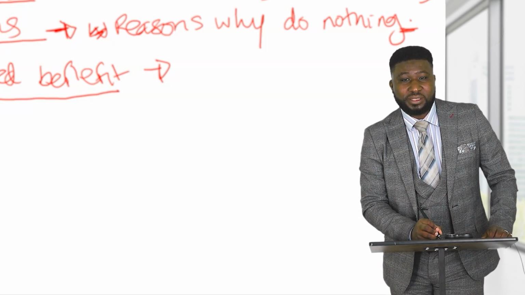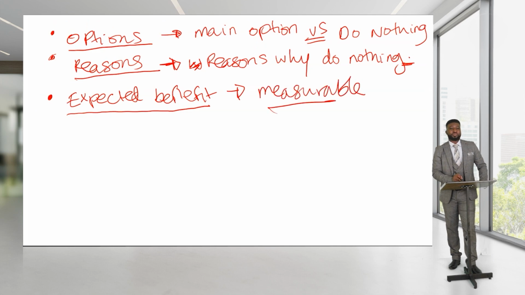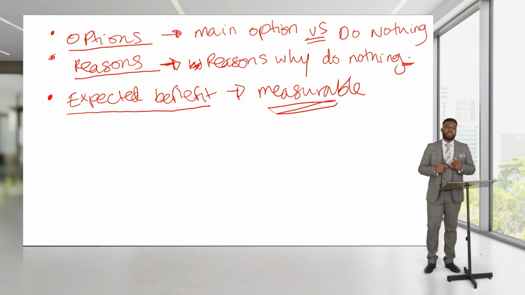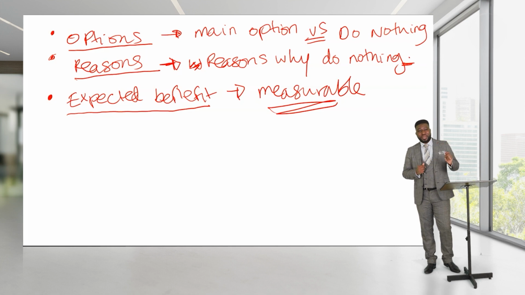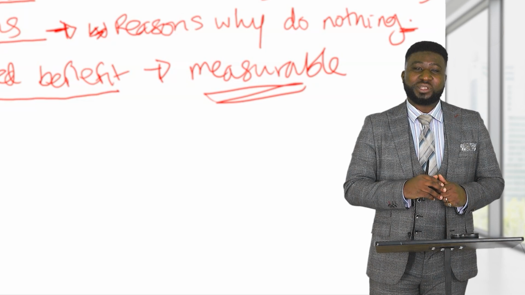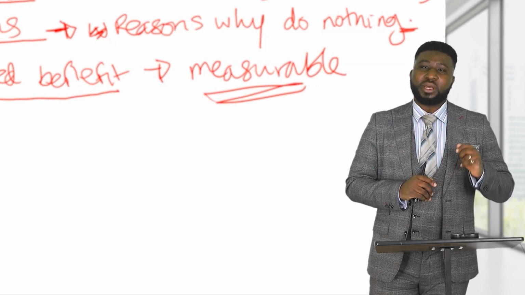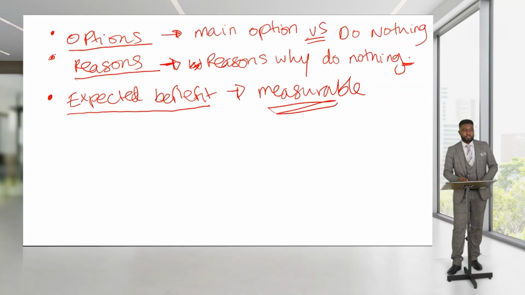So benefits need to be measurable. We need to state all the good reasons why, if we do this, we're going to get, for example, an increase in sales by 20%. We're going to increase productivity by 30%. But benefits need to be measurable. And we need to consider all the benefits of our main option. Once we have the benefits sorted, then we need to consider our expected disbenefit.